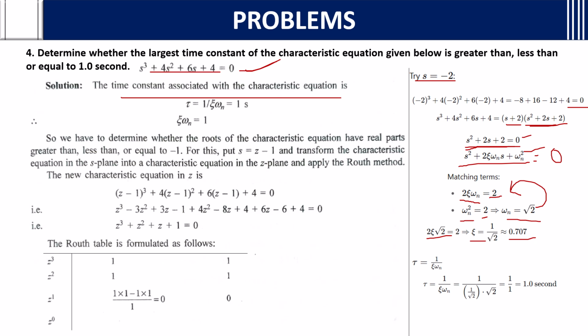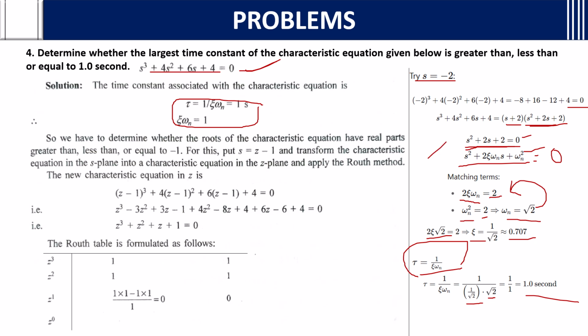The time constant formula is 1 by xi omega n. You need to remember this formula. Time constant is equal to 1 by xi omega n. You got xi as 1 by root 2 and omega n as root 2. Finally 1 by 1, that is 1 second, is the time constant. So you got the time constant as 1 second. How did you get to know this? It is directly written in the textbook as tau equals 1 second. To make you understand, I did it separately on the right side.